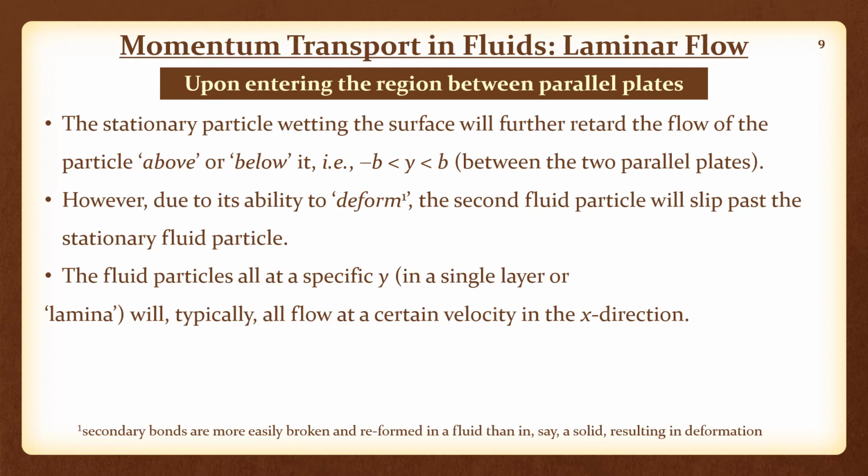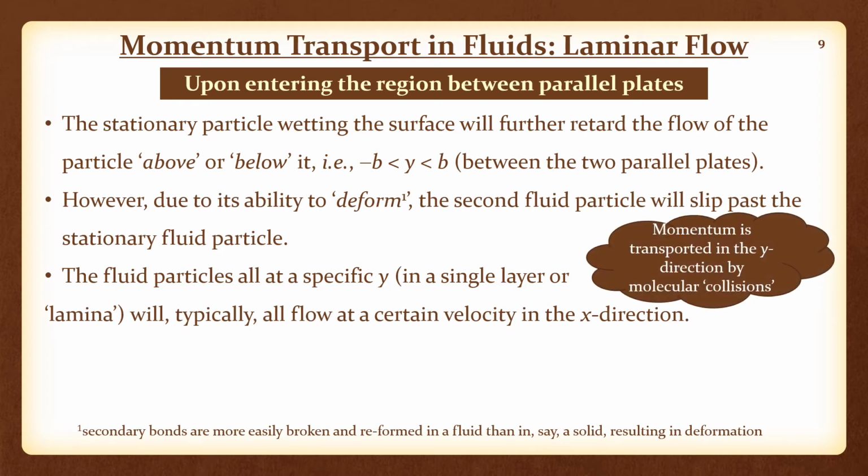So at y equal to plus b and y equal to minus b, this velocity is 0. Then the next layer of fluid particles, there will be a non-zero velocity, but it will be very, very small. And then the next layer of fluid particles, the velocity will be slightly larger, and on and on and on, coming from both sides till you reach the center.